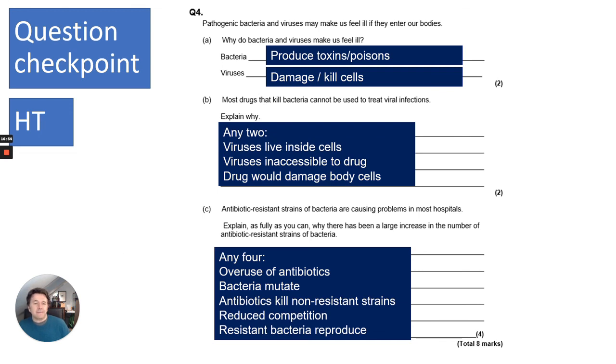So firstly, there's an overuse of antibiotics. Secondly, bacteria may mutate, particularly if people don't complete their course. Antibiotics do kill non-resistant strains, and what that does is reduce competition, so the resistant bacteria can reproduce and you get large numbers. If you remember the animation that I showed you, it was showing that lack of competition, so the resistant strain could basically take over.